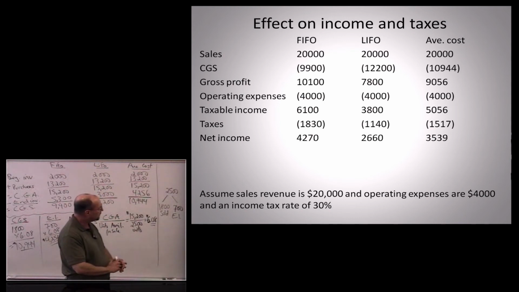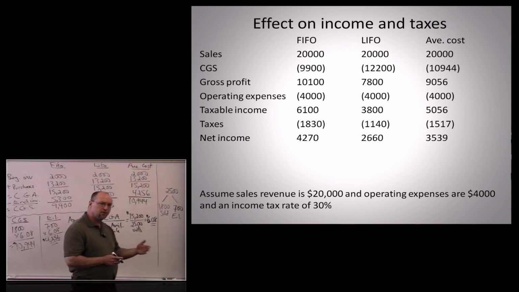Under LIFO, same revenue, but cost of goods sold is higher, 12,200. Therefore, gross profit's lower. Subtract my operating expenses. Taxable income's 3,800. Multiply that times 0.3 for your taxes. You get 1,140. Net income, 2,660, quite a bit lower. And then average cost will be in between the two. Revenue 20,000, cost of goods sold gives you gross profit minus operating expenses. Taxable income, 5,056 minus your taxes of 30%. Net income, 3,539. So the three methods will produce different results.